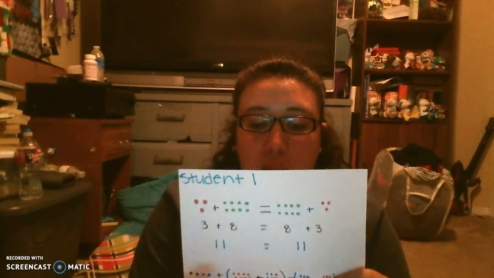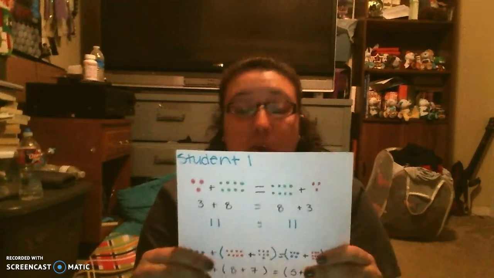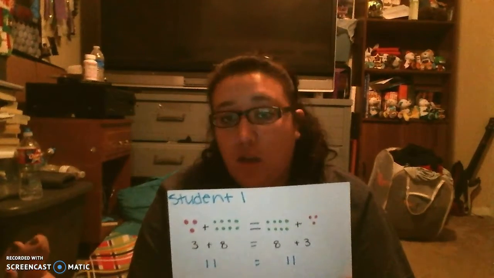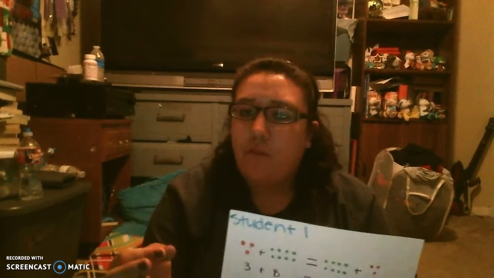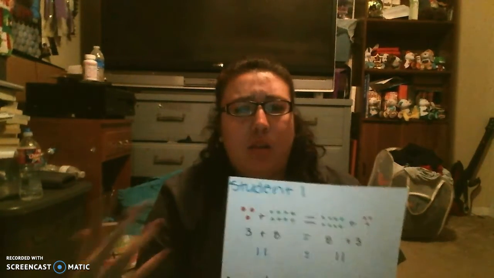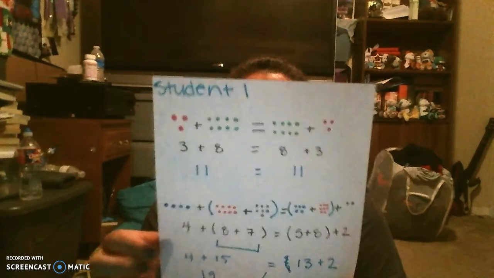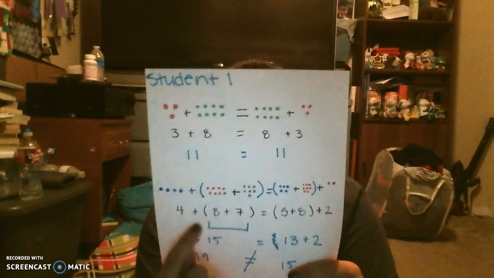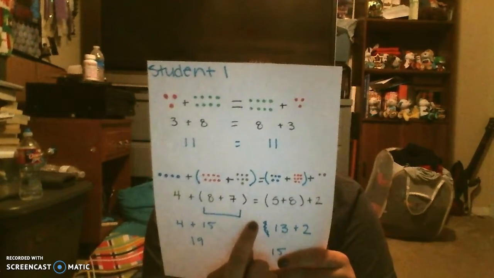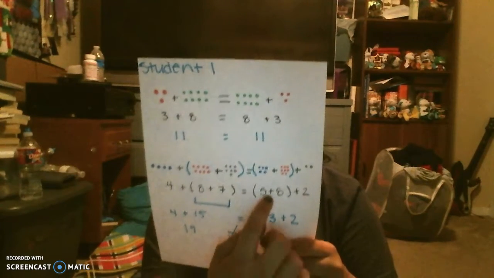So on my first student, I looked at his paper, and on his commutative property, he had 3 plus 8 equals 8 plus 3, which both equal 11. So he did good on the commutative property. Associative property, he got a little bit confused, not quite understanding what I was trying to tell him. So he had 4 plus 8 plus 7. Then he put 5 plus 8 plus 2.